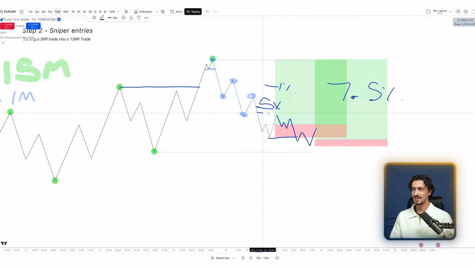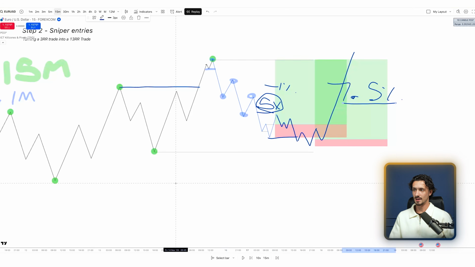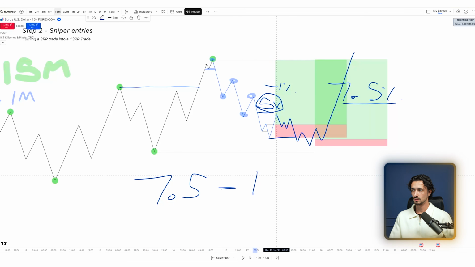So if this trade plays out, I gain 5%. It doesn't. I lose 1%. I'm down 1%. Boo-hoo. I take this trade. This trade plays out, I gain 7.5%. Do the math. 7.5 minus the 1 that I lost equals 6.5.